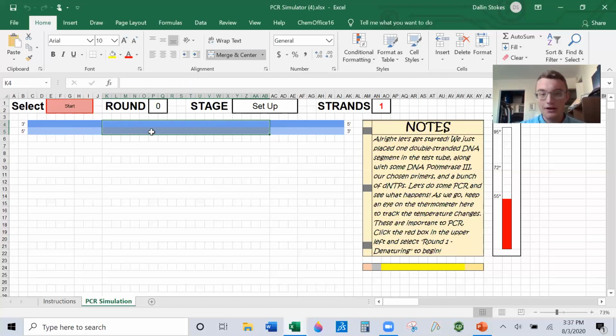So we're going to use PCR on this piece to try and make lots of copies of just this middle piece and leave the rest behind. There are 3 steps to PCR. We're going to put the starting number of DNA strands here in the middle, and the first step is to heat it up.